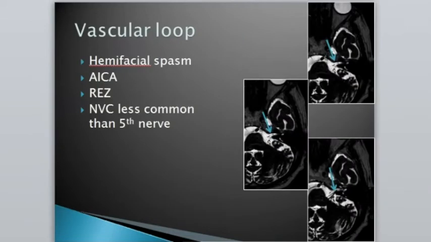And in some cases, you can see vascular loop. Patients present with hemifacial spasm. The transitional zone is much distal as compared to the 5th nerve, which is more proximal. So patient may present with hemifacial spasm, and there you can see the dot, that AICA, which is crossing over the 7th, 8th nerve complex.